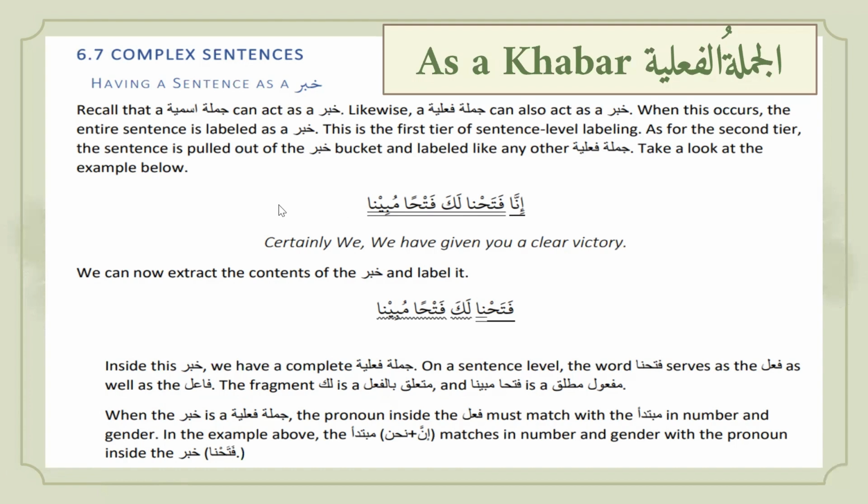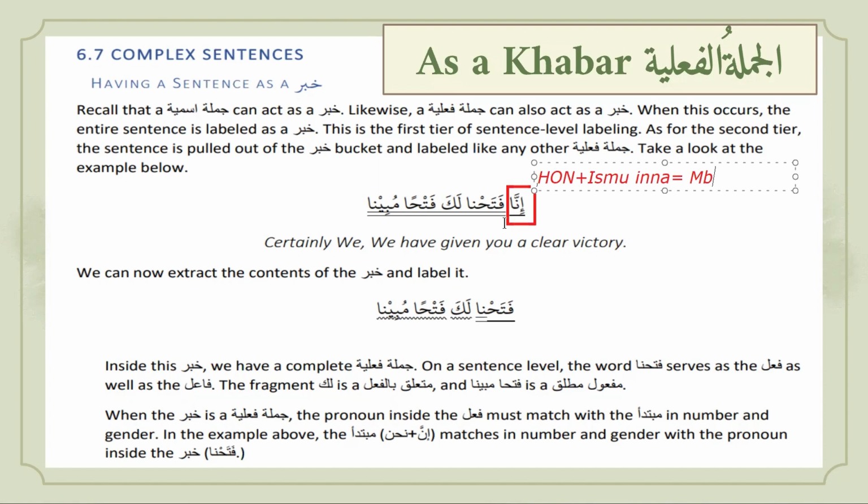Over here is the example: inna fatahna laka fatham mubina. So inna is what? Innana, harf of nasb inna plus na as its ismu. So what is this? This is mubtada. Certainly we. What is the khabar? Fatahna laka fatham mubina, we have given you a clear victory. So fatahna laka fatham mubina is the khabar.